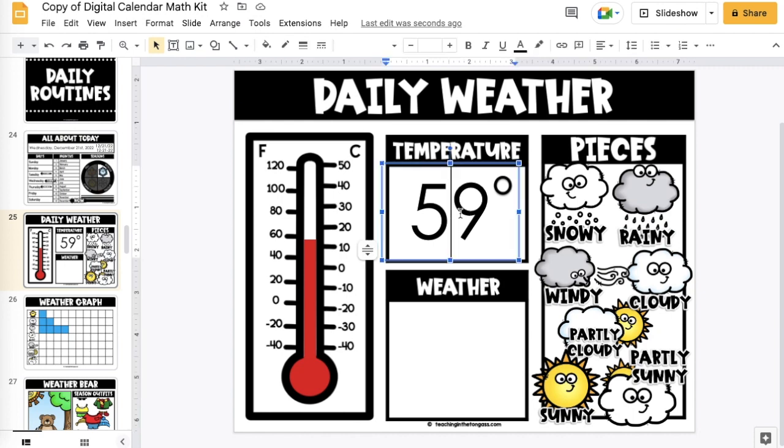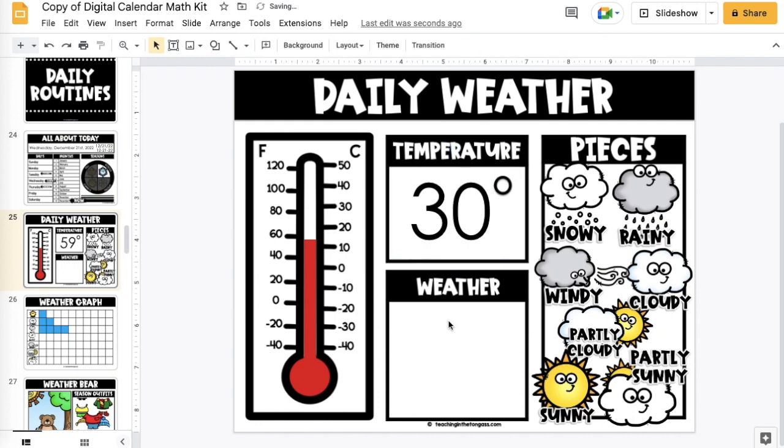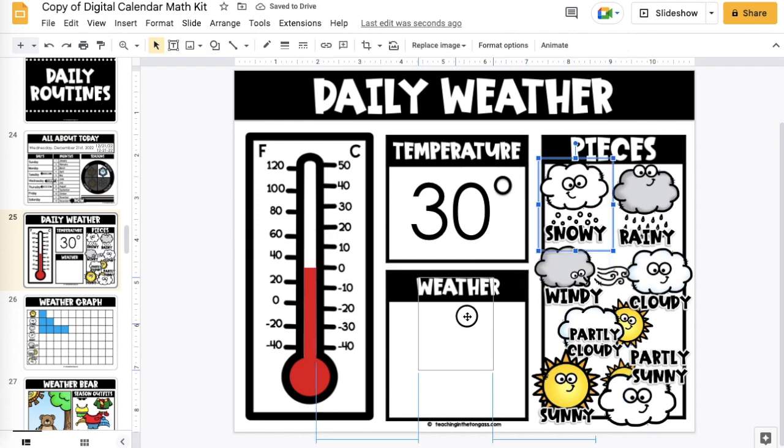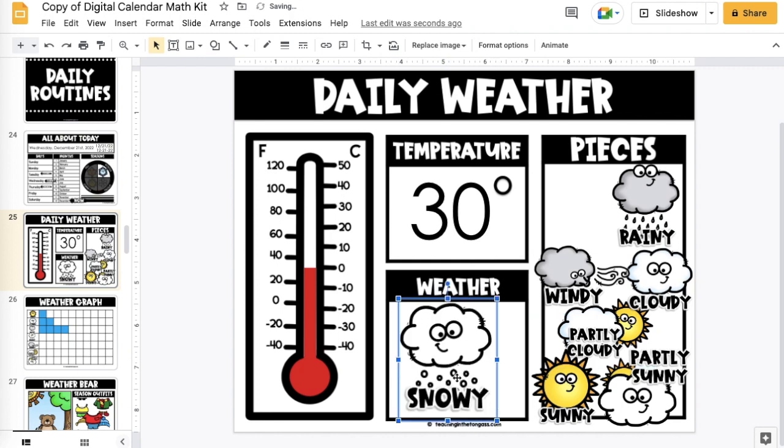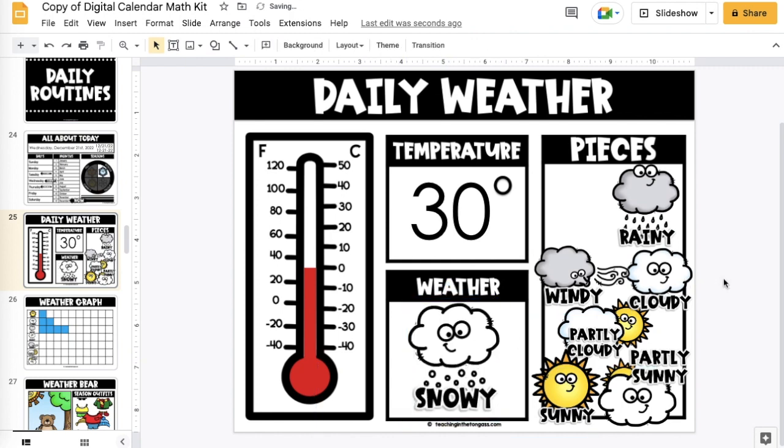And now let's change the temperature. Yesterday was 59, which was pretty warm for our area. And today it is very cold, 30 degrees outside, 30 degrees Fahrenheit. Let's go ahead and change the thermometer to show 30, which is right in between 40 and 20. And it is, as you may have noticed this morning on your way to school, snowy outside. So let's change our weather icon to snowy.